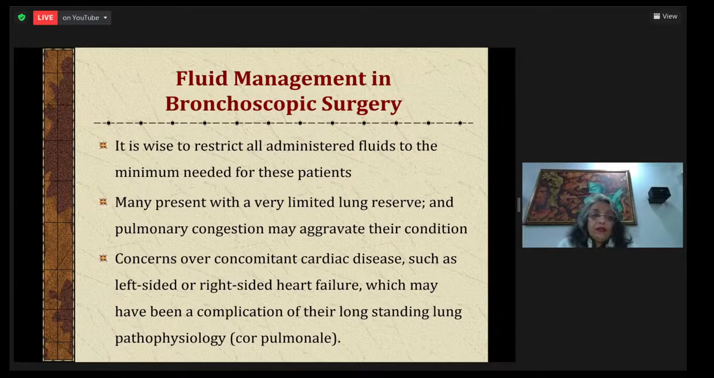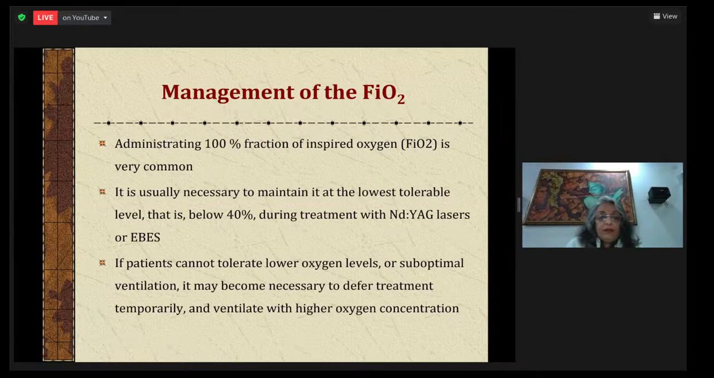Most of the procedures are carried out by administering 100% FiO2, but it is usually necessary to maintain it at the lowest tolerable level, especially when we are using lasers, as they can cause airway fire. Then we have to take the FiO2 to less than 40%. So if the patients cannot tolerate the lower levels of oxygen, then it may become necessary to defer the treatment temporarily, or to ventilate at higher oxygen concentrations, or use apnea or even jet ventilation techniques if feasible.